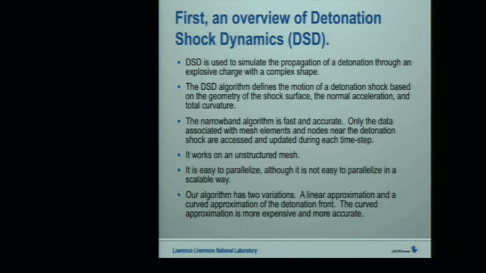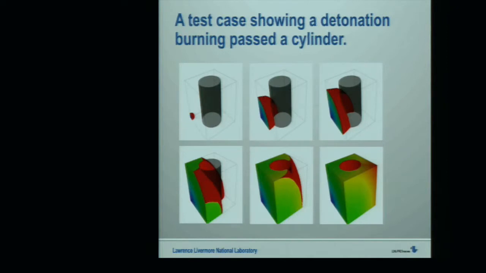And because this will come up a couple of times, our algorithm has two variations, a linear form and a curved form. The linear approximation is faster but less accurate, and the curved one is more expensive. And so those have different performance characteristics. So an example will be useful here.